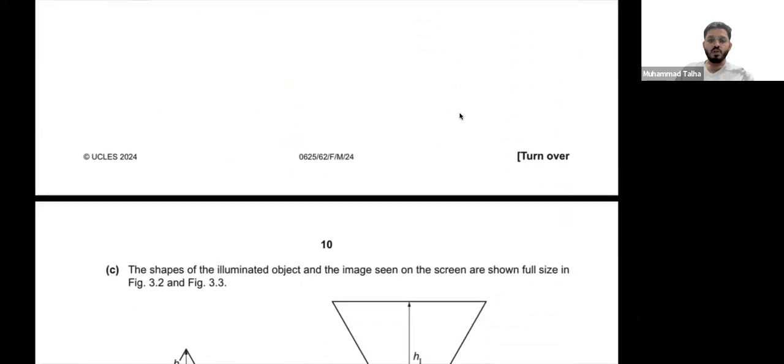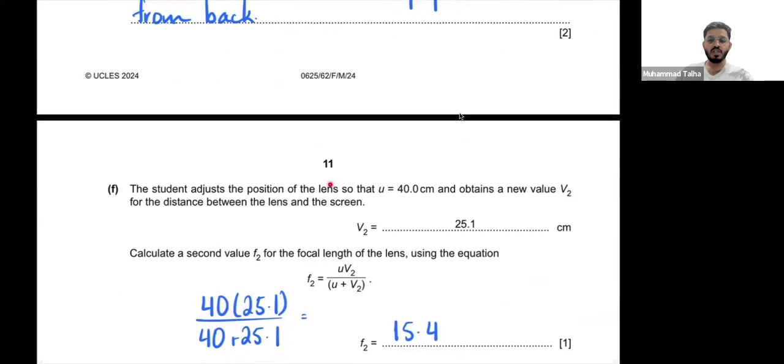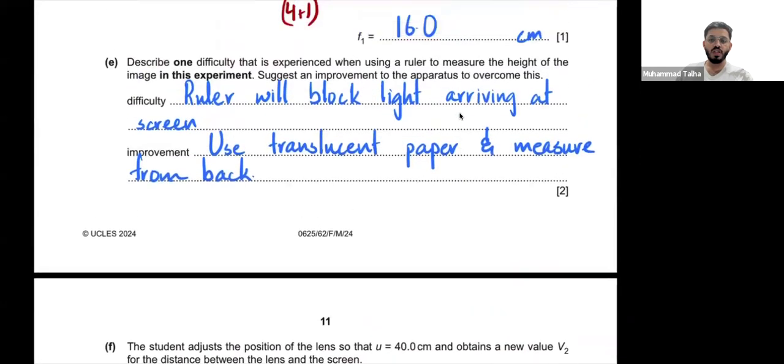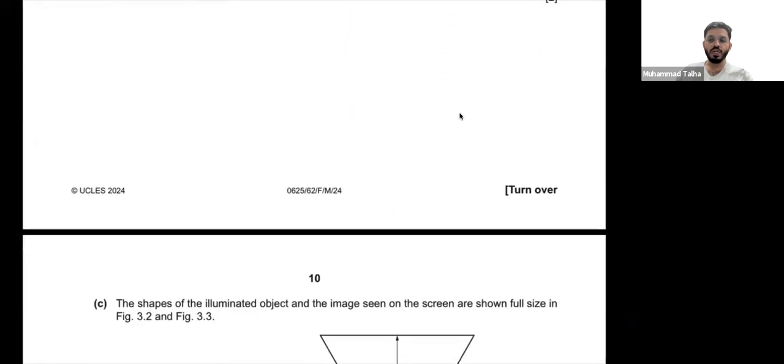And the next one, what's that? In the next one, you have to measure the distance from the object to the lens, which is 40, right? And you get a new V2 as well. So V2, if you think about it, you had to find in both cases, right? Here you found out V1, now you found out V2.